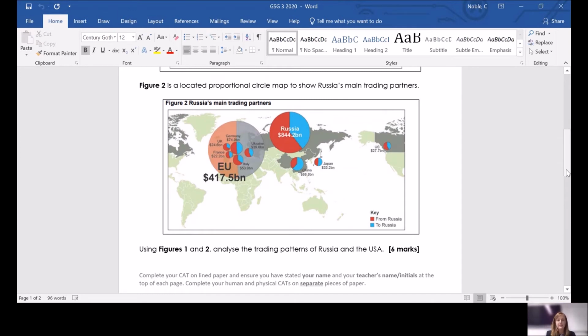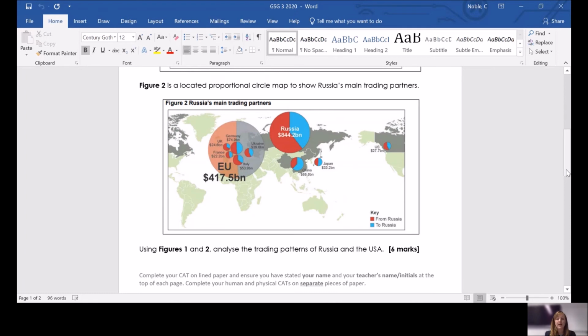Now then the question for 6 marks is asking you to analyse the trading patterns, and one of the key things here is that you consider total amounts of trade, that you consider exports and imports, and what you're really trying to do is to pick out both similarities and differences between both the USA and Russia in terms of global trade networks. So, are there differences or similarities in terms of the total trade? Are there similarities and differences in terms of the countries that are their trading partners? Are there similarities and differences in terms of proportion of imports and exports?